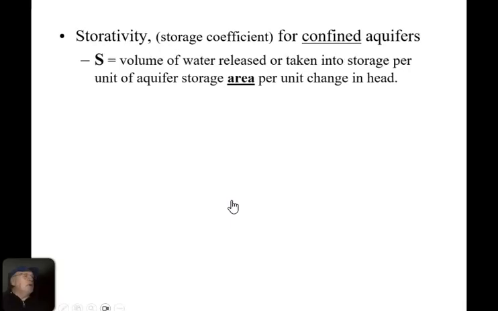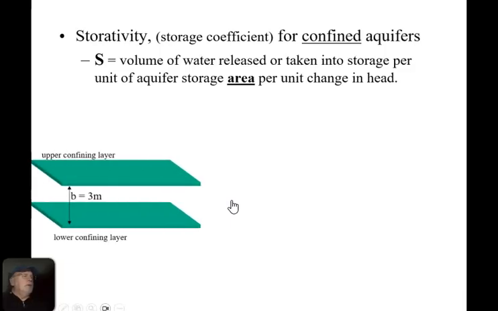Now the storativity, sometimes called the storage coefficient, again, this is for confined aquifers. This is the volume of water released or taken into storage per unit of aquifer storage area per unit change in head. What does that mean? All right, let's say I've got a confined aquifer here. I've got an aquifer thickness of 3 meters.